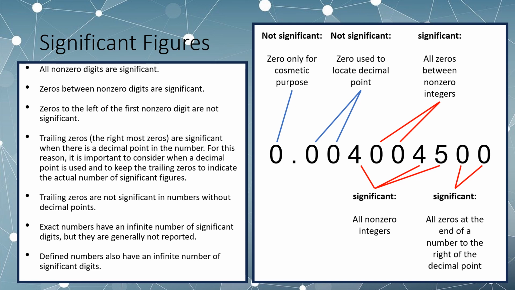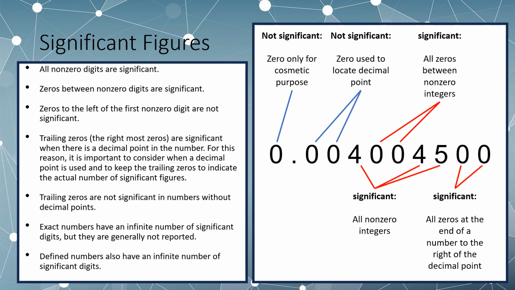0.004004500. So in this case, that 0 at the start is not significant. It's only there for cosmetic purposes, just to help us look where the decimal point is. The following 2 zeros are not significant because we could eliminate them by writing this number in scientific notation, so they're not significant to us. The 4 is going to be significant because what do we know about non-zero integers? Always significant. Anytime you see a non-zero integer, it is considered a significant number.